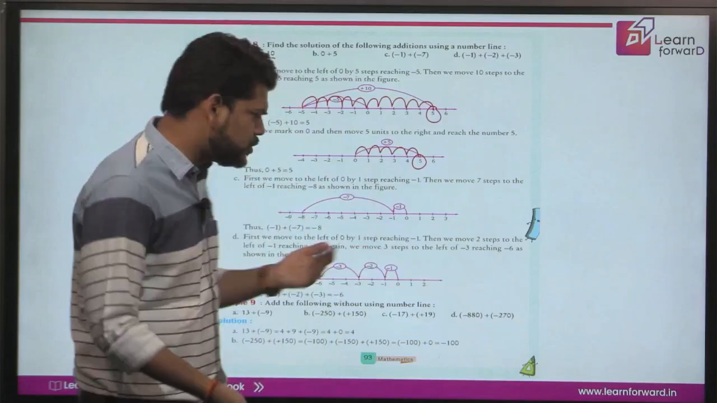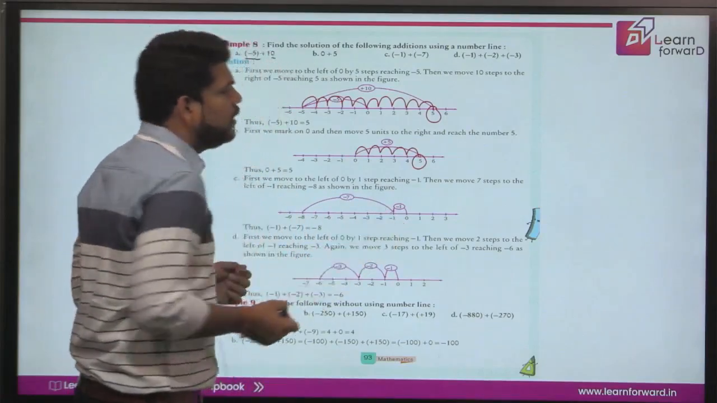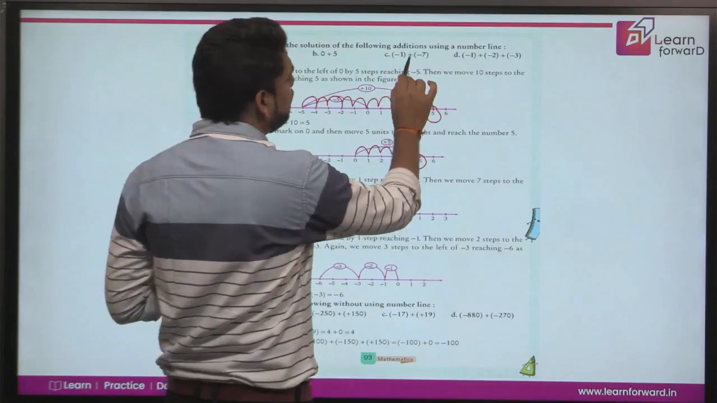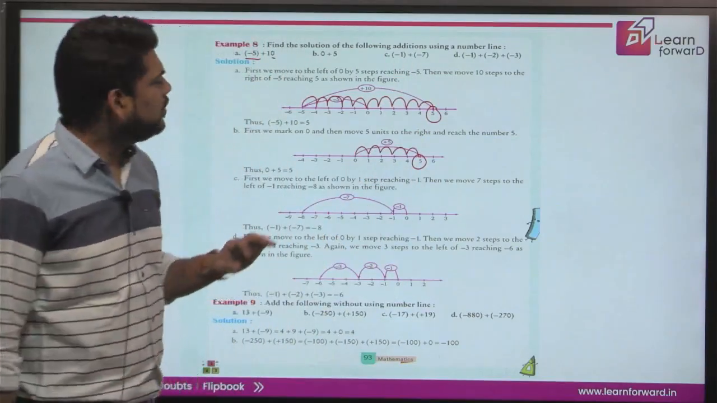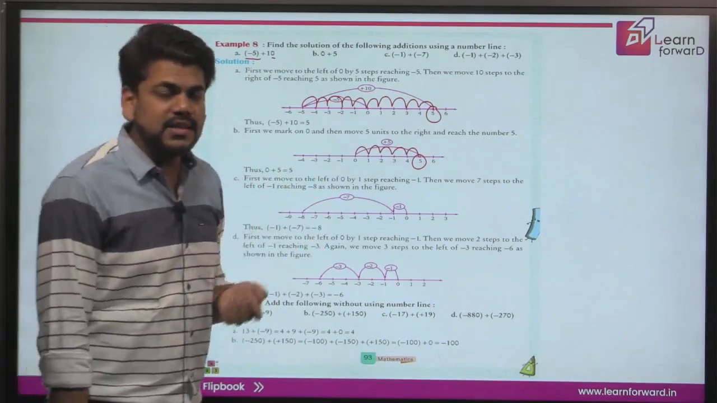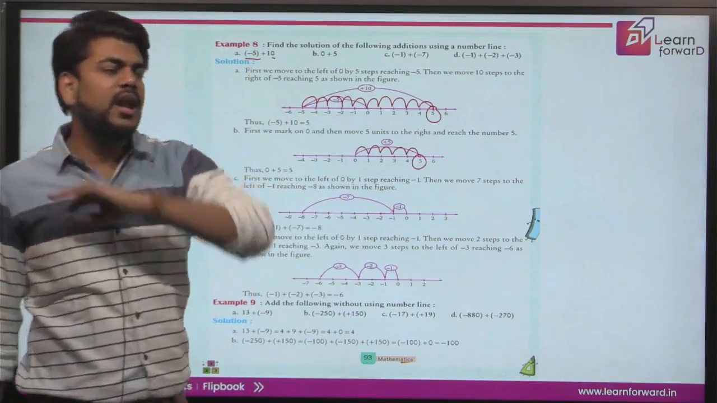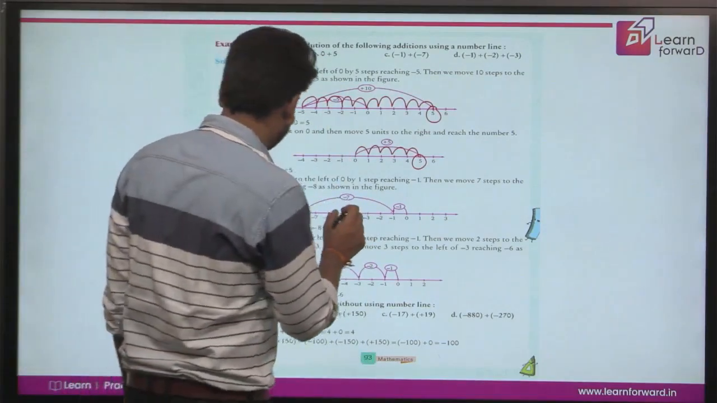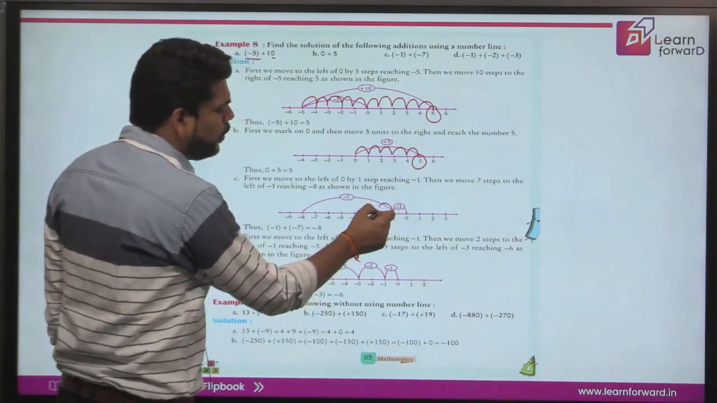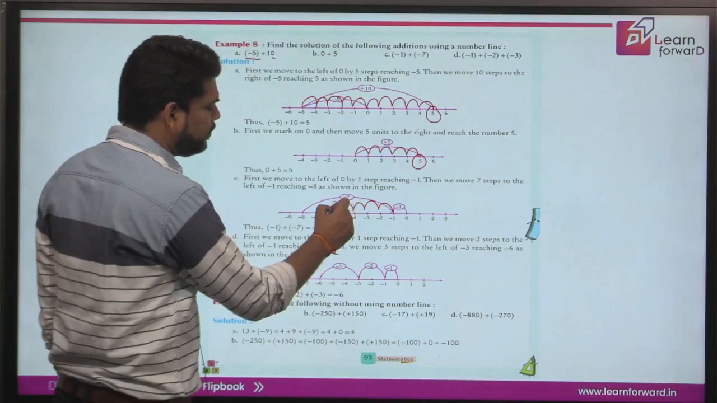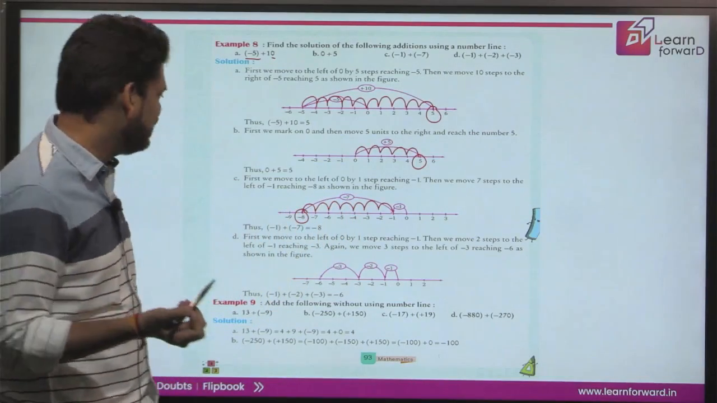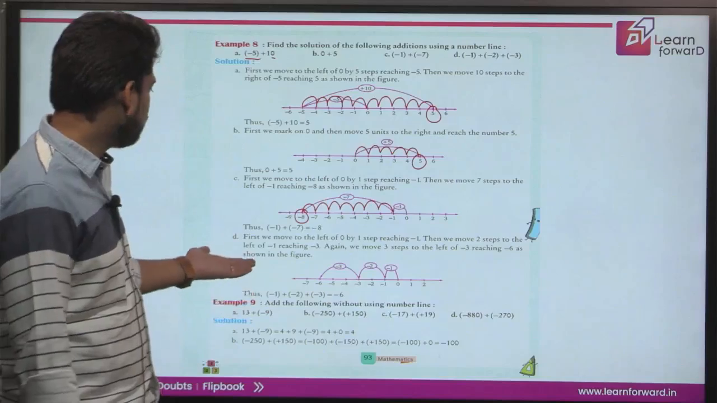We are at minus 1. Okay, we are at minus 1. We want to go plus minus 7. That means actually what we are doing, we are adding minus 7 to it. Minus 7. That means we will go toward the left side. How many steps? 7 steps. We are at minus 1. 1, 2, 3, 4, 5, 6, 7. Where we have reached? Minus 8. Fine.